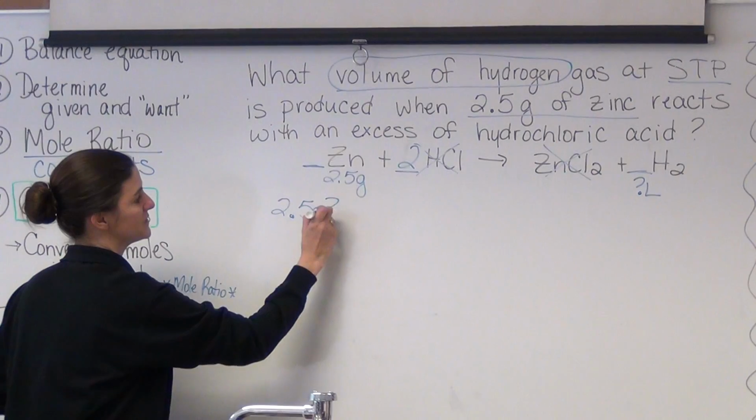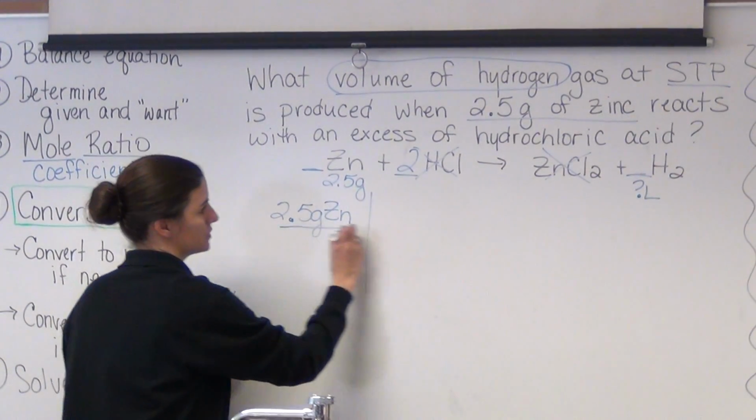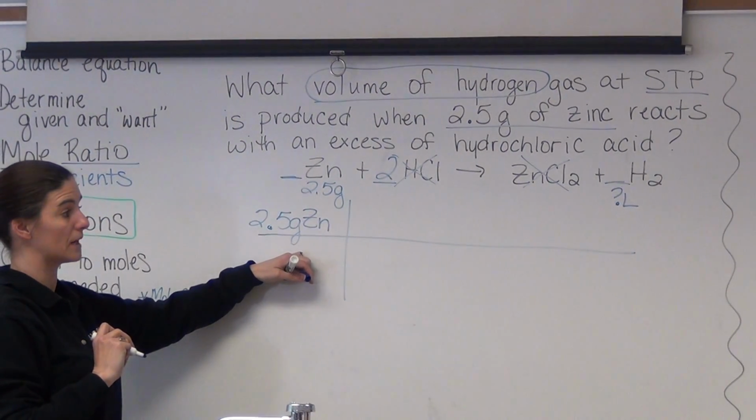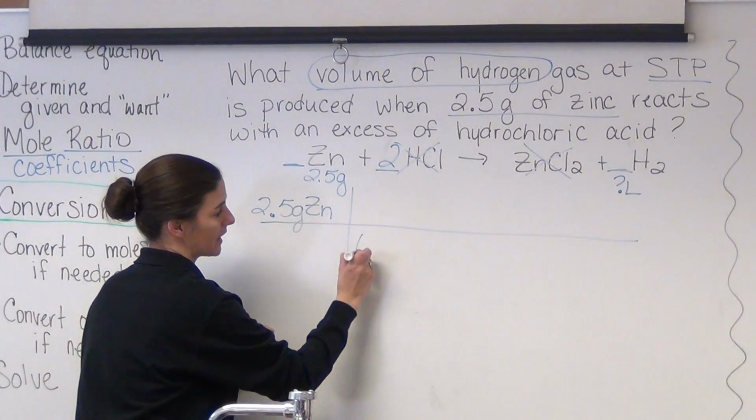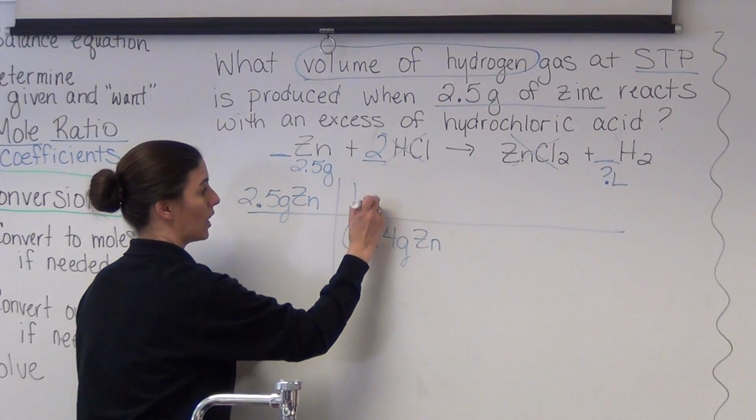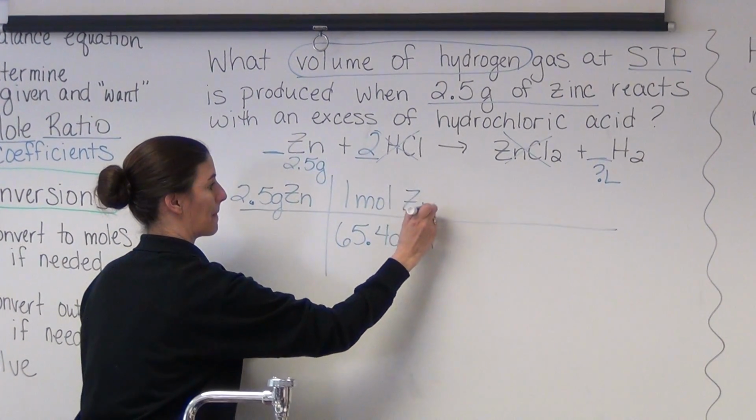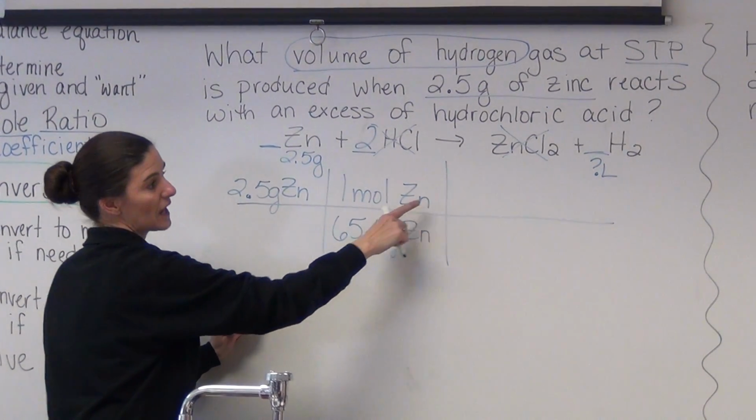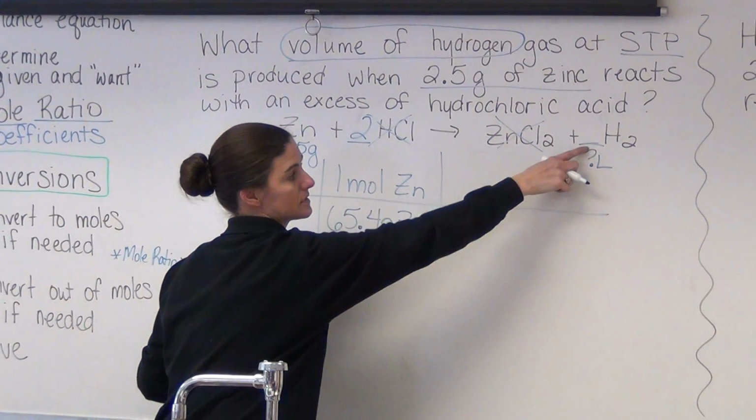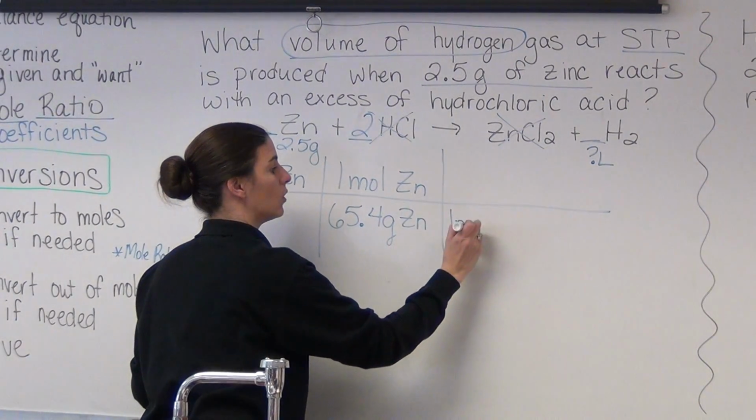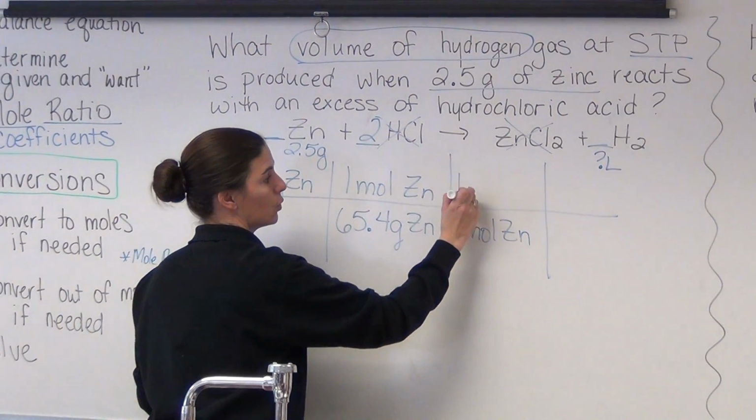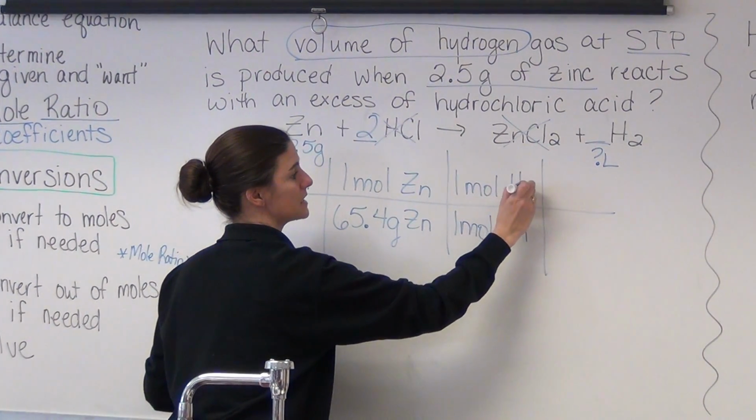2.5 grams of zinc. I'm going to do the T-chart. We have to look on the periodic table to get from grams to moles. So if we look that up, it's 65.4 grams of zinc. That's equal to 1 mole of zinc. Now we're at zinc, but we've got to get to hydrogen. So we're going to use our coefficients. In this case, it's a 1-to-1. 1 mole of zinc is going to be on the bottom, so that they can cancel out. 1 mole of H2 on the top.